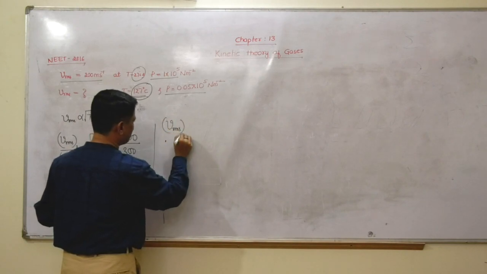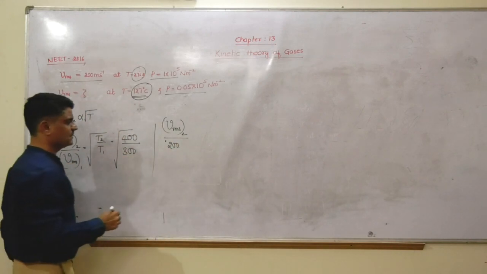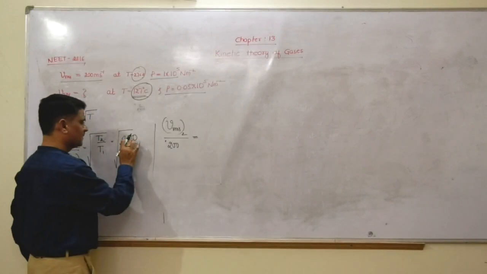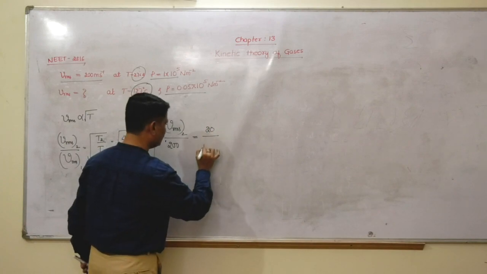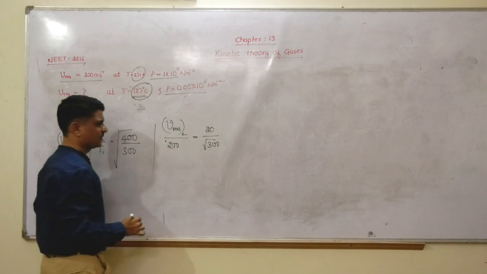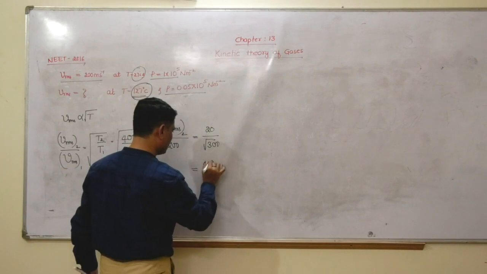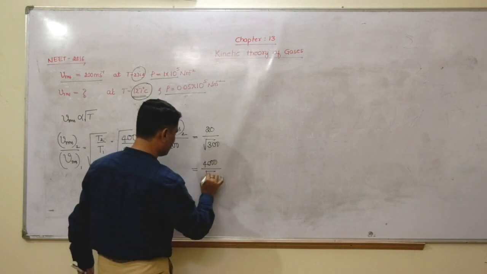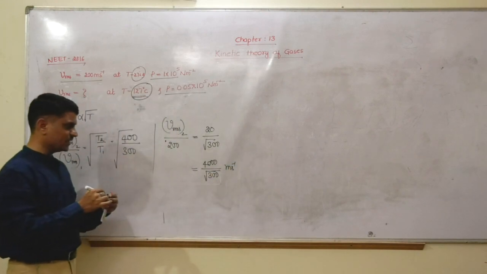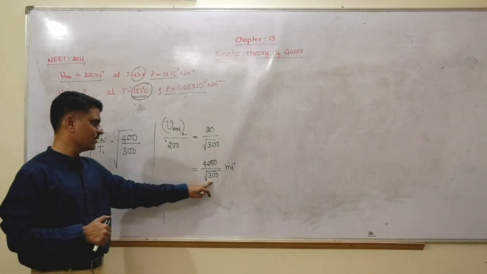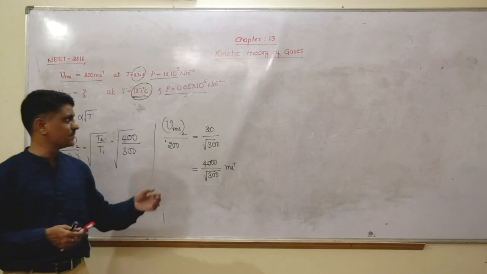VRMS in the second case divided by VRMS in the first case is equal to, if I take 400 root, it will be 20 by root 300. Hope you can simplify yourself. It is 4000 divided by root 300 meter per second, or 4 divided by root 300 kilometer per second. Depends on the situation, you can modify the options. Please note down.